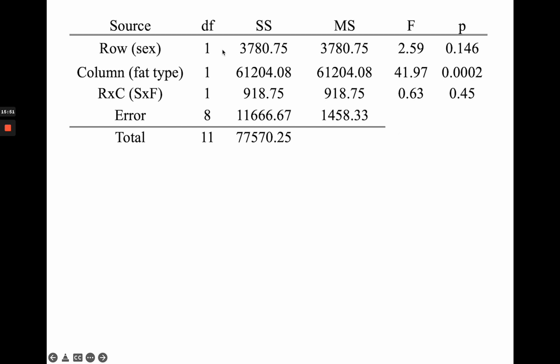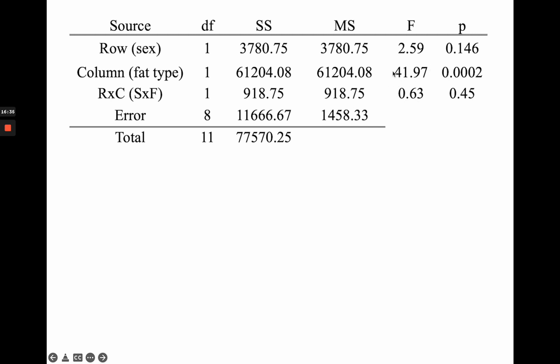Mean squared is just sum squares divided by the degrees of freedom. So these first three things stay the same. The only thing that changes is the sum squares residual, or sum squares within, because it's divided by 8. The degrees of freedom should add up to the correct total degrees of freedom, which should be the total sample size minus 1. And the sums of squares should all add up to the total sums of squares. If you take the mean squared for row, for sex, and divide it by the mean squared error, you should get 2.59. Mean squared of fat type divided by mean squared error, that will give you F of 41.97. And the mean squared of the interaction divided by the mean squared error will give you 0.63.